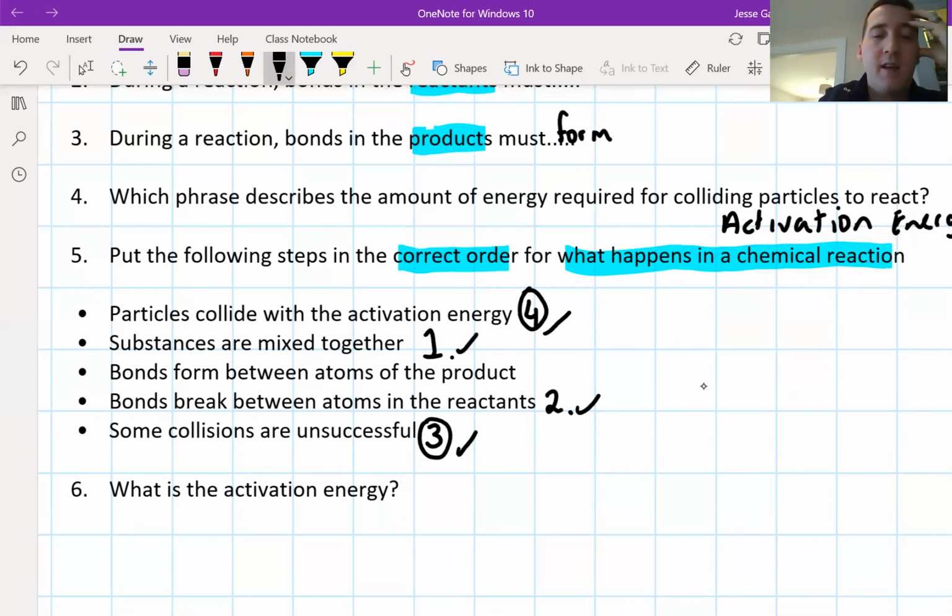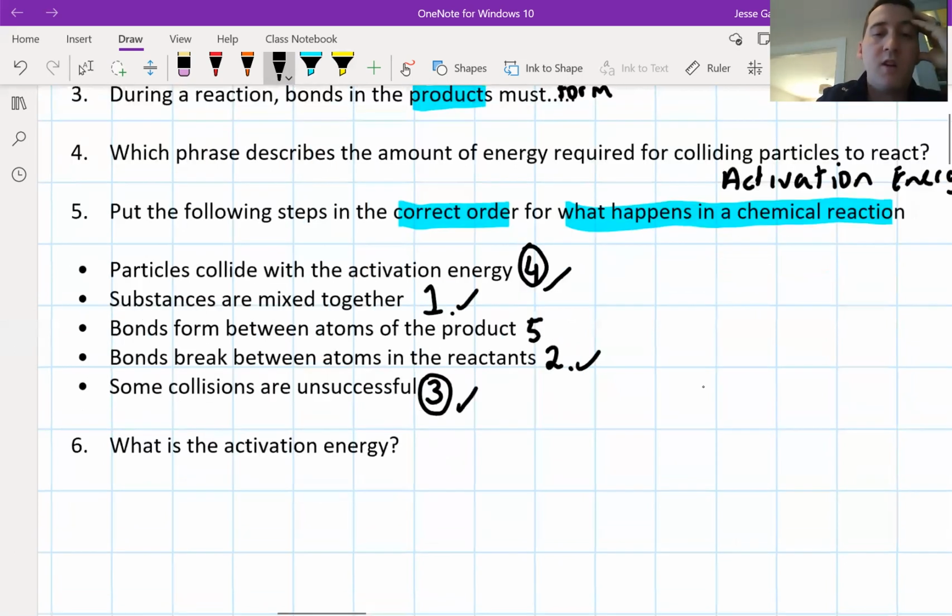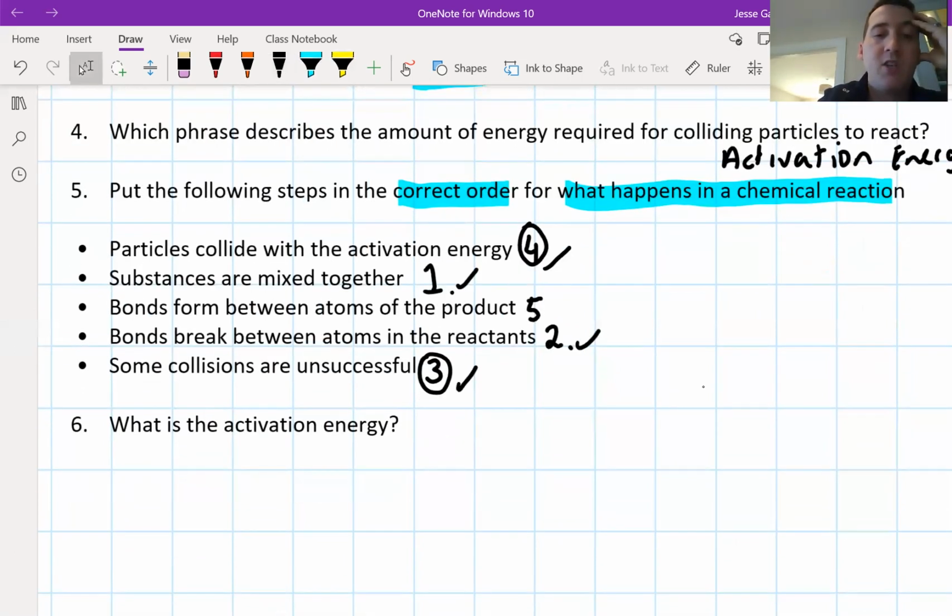And then the last thing is that the bonds form between atoms of the product. So well done if you said that. Good job. Last question then is, what is the activation energy?